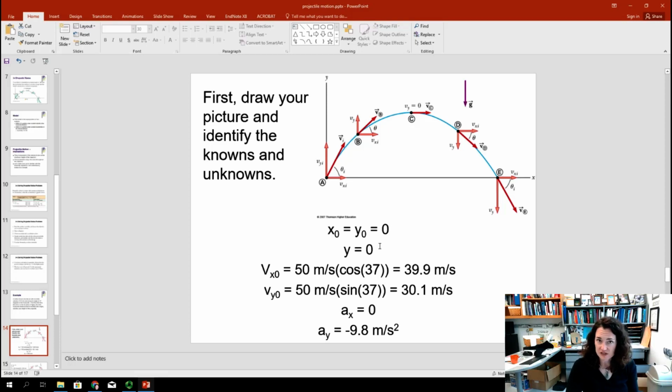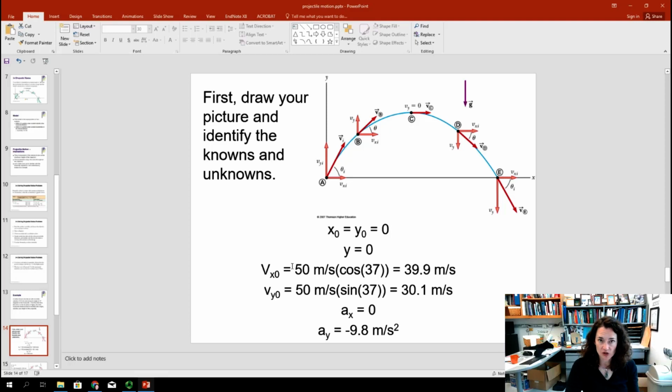Now, my final position in y at some later time t is 0, because it's going to start from the ground or whatever, and it's going to land back on the ground, right? So at my later time, y is equal to 0. My initial velocities in the x and the y, I have to solve, right? Because I've been given my total velocity magnitude, which is 50 meters per second, but I'm also told that that is at an angle of 37 degrees to the horizontal.